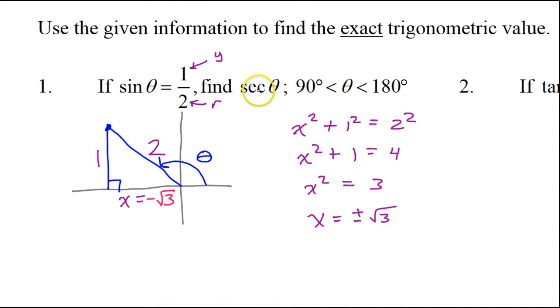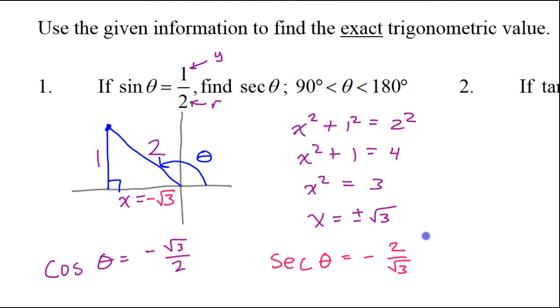Okay, now secant is the reciprocal of cosine. So let's start off by looking at cosine. So cosine of this angle is going to be the x value over the radius. So the cosine is going to be negative radical 3 over 2. Okay, that will be the cosine. So therefore, the secant will be the reciprocal of that. So the secant is going to be negative 2 over radical 3.